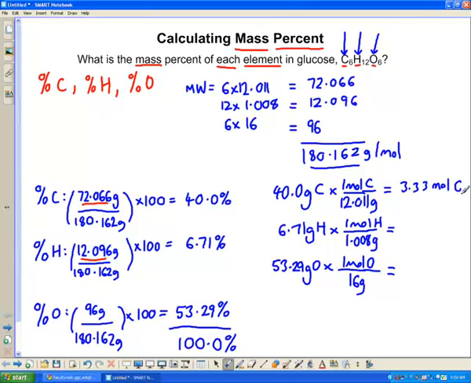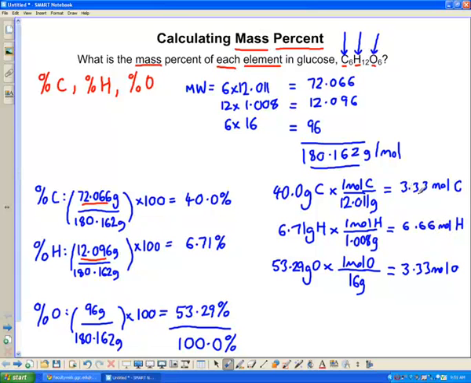And so 6.71 divided by 1.008 gives me 6.66 moles of hydrogen. And then 53.29 divided by 16 is 3.33 moles of oxygen. Now, we have a situation where we have C 3.33, H 6.66, O 3.33, and of course you aren't going to have anything with that sort of formula.